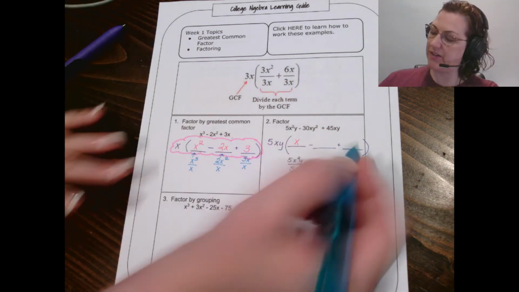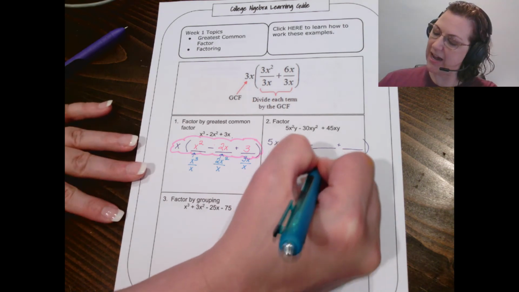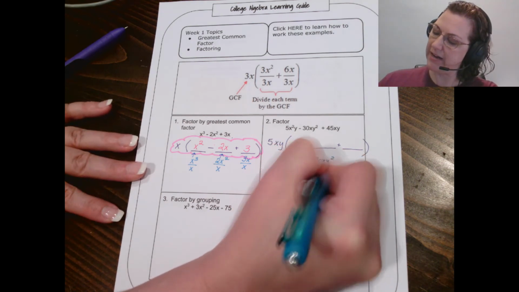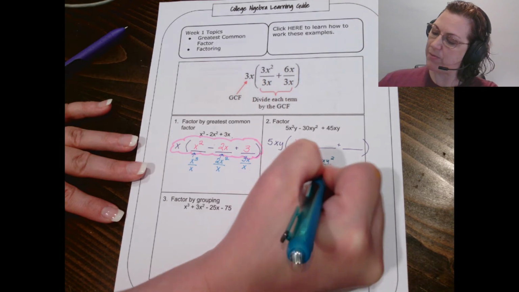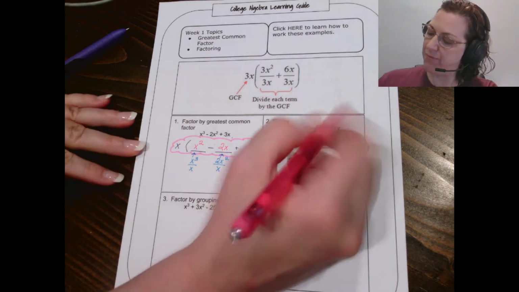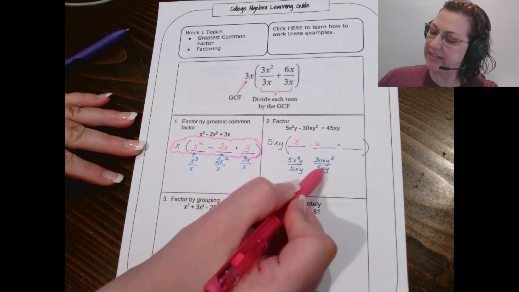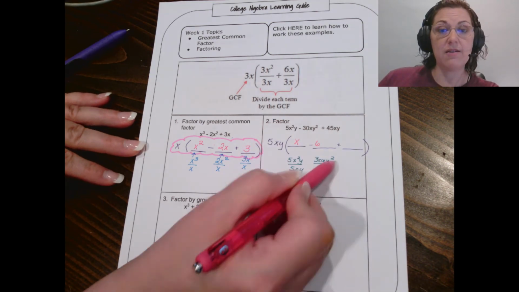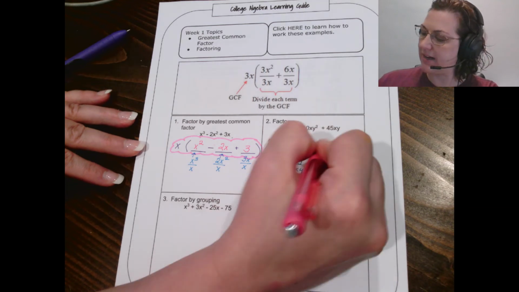Let's do it again for the second term. I've got 30xy to the second and divide by 5xy. We divide, 30 divided by 5 would be 6. x divided by x goes away. y to the second divided by y gives me just a y.